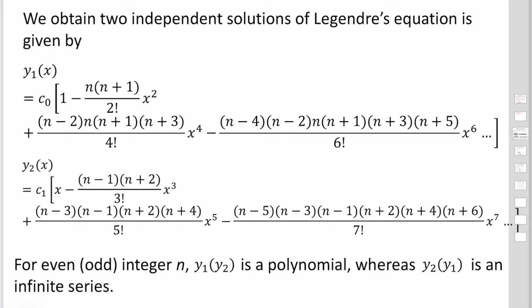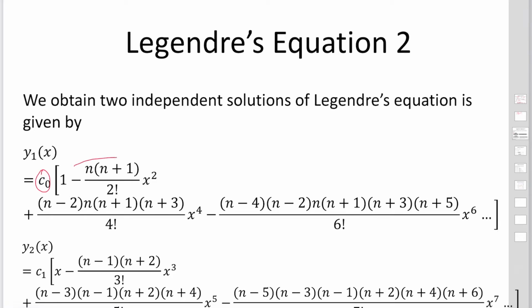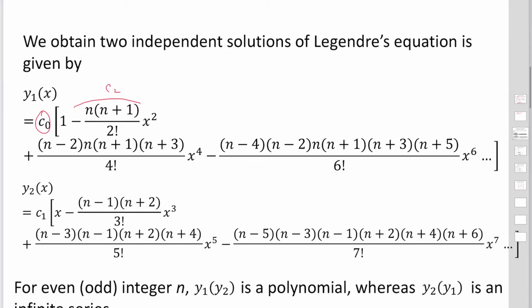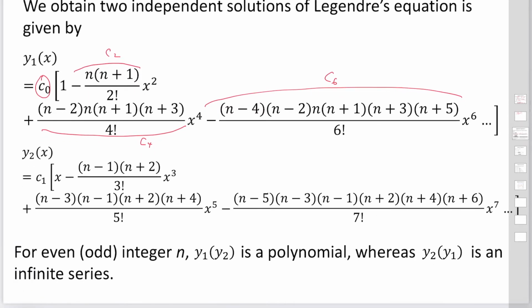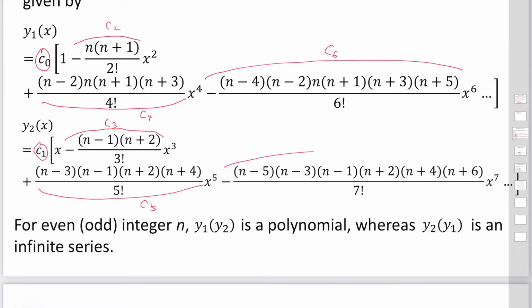One of the functions, y sub 1, is c sub 0 times this series, where this term corresponds to c sub 2, this corresponds to c sub 4, and this corresponds to c sub 6. So we can keep calculating c sub 8 and c sub 10 following the same method. And the function y sub 2 is expressed as a multiple of c sub 1. So c sub 1 times x, and this is c sub 3, this is c sub 5, this is c sub 7.